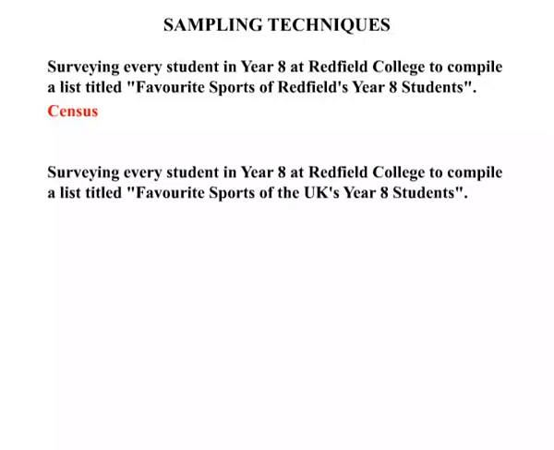What about this scenario? Surveying every student in Year 8 at Redfield College to compile a list titled Favourite Sports of the UK's Year 8 Students. Well, given that the list is the favourite sports of the UK's Year 8 students, and we're only surveying people from Redfield College, then this would be a sample. And it would also be biased because we haven't really surveyed anyone outside only a small specific area. Alright, so for a good sample we need to survey a variety of people, different ages, etc.